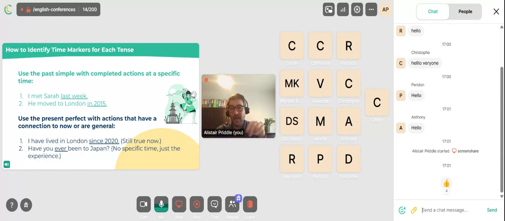Number 2, have you ever been to Japan? There's no specific time, just the experience. Have you ever been to Japan?